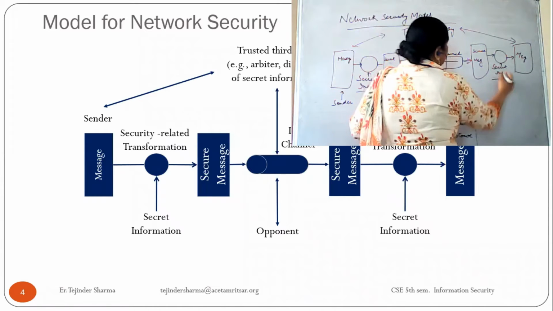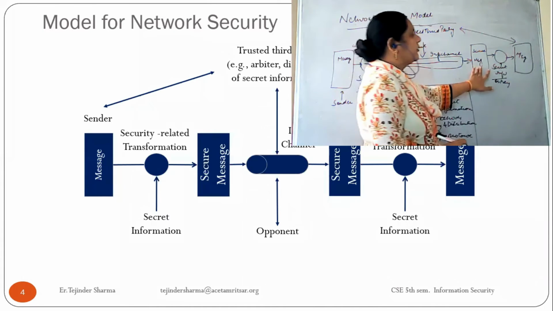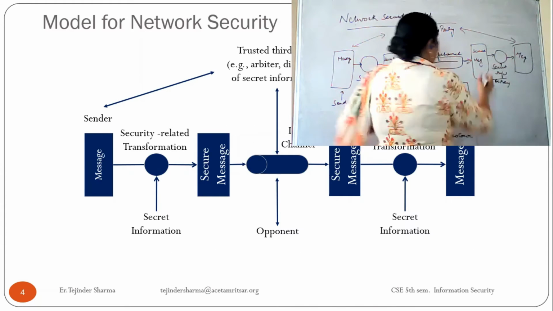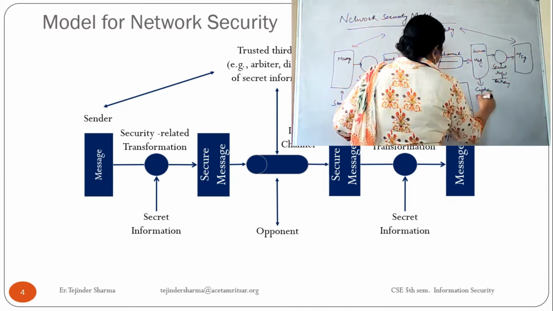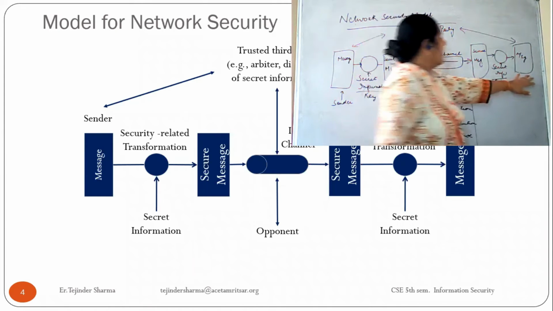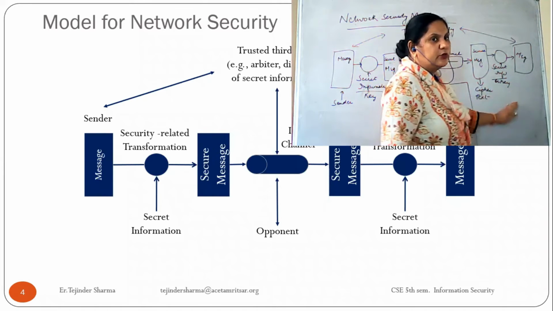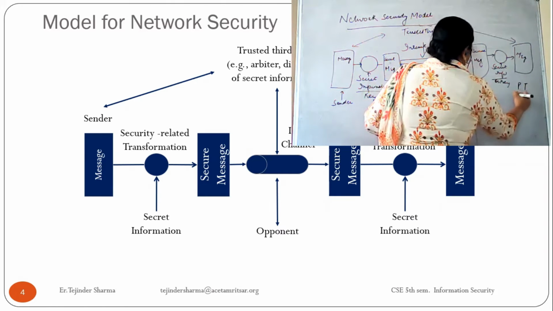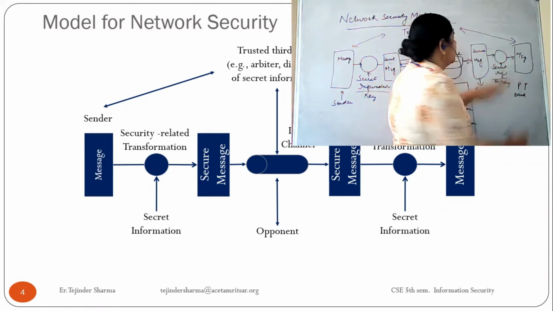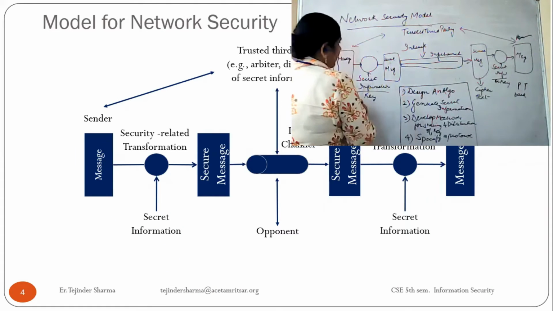Then the same secret information or key is used to decrypt this secure message into the plain message. So the secure message would be in the form of ciphertext, and the receiver will apply the decryption algorithm or the keys to get the plain text back at the receiver side. This is the receiver side and this is your sender side.